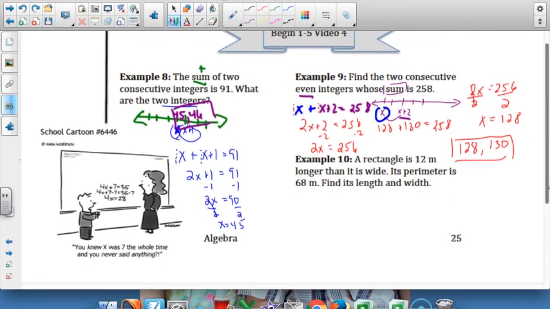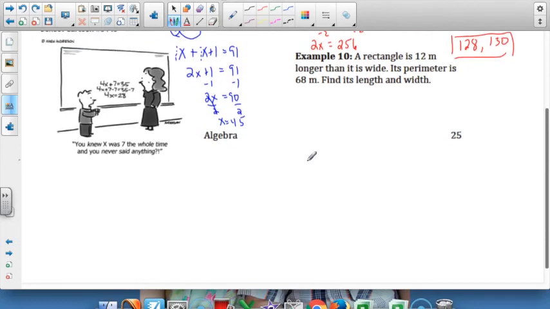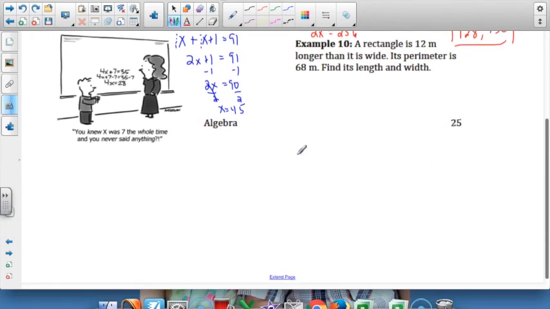All right, one more problem. A rectangle is 12 meters longer than it is wide. Its perimeter is 68. Find its length and its width. We've done problems similar to this before, but in that case, it was earlier in the unit before we were solving equations. At that time, we were just writing the expression. So we're going to write the expression the same way here. I'm going to draw myself a little rectangle.